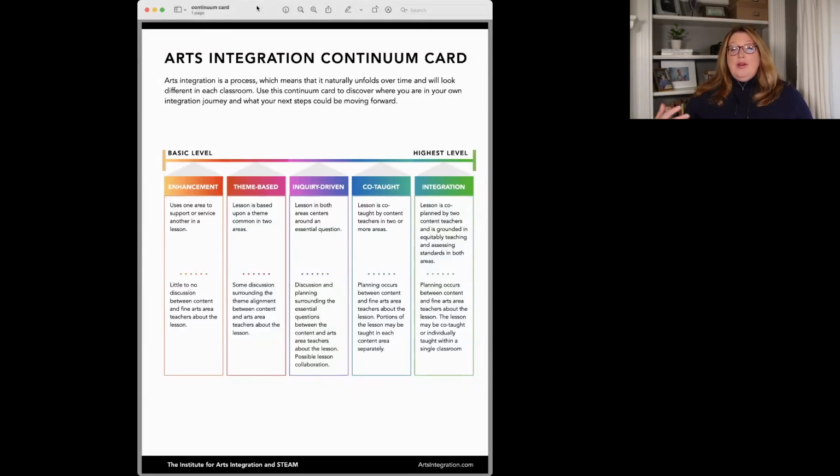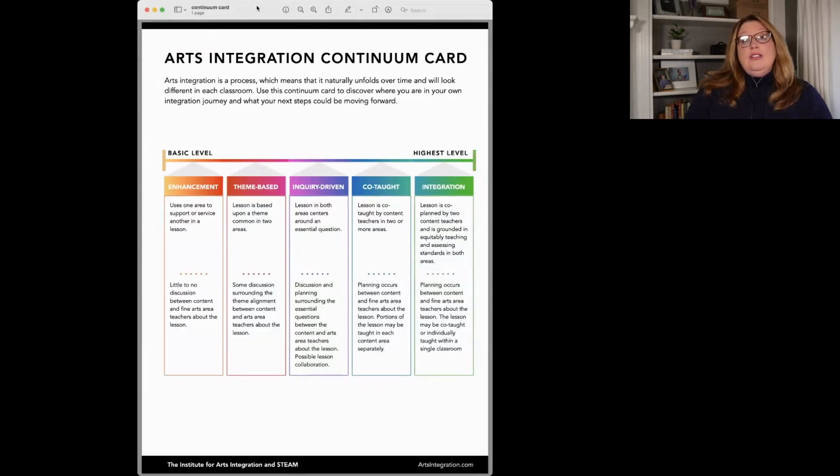So, for example, the scale starts with arts enhancement, and on the far right side, on the other side, it's arts integration. Sometimes arts integration is not the best fit for a lesson. Sometimes it really does need to be arts enhancement. And so what the continuum allows us to do is it kind of gives us permission to understand what would be the best fit for what you're trying to accomplish with your students, and then go from there.